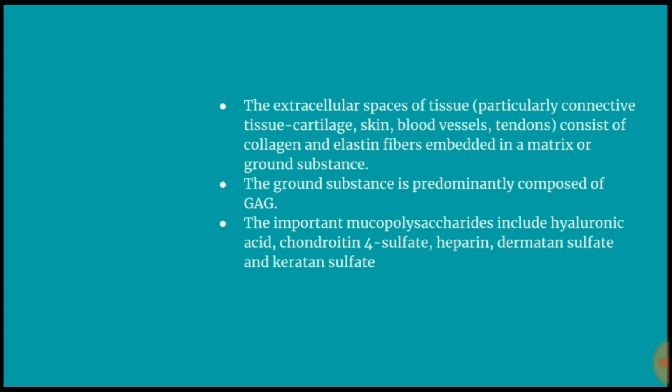So it consists of collagen, elastin fibers and is embedded in the matrix or the ground substance. Matrix or the ground substance is the part of a cytoplasm that is giving a structure and a proper shape to the tissue or a cell. The ground substance is mostly composed of GAG. The cell's ground substance is mostly composed of mucopolysaccharides or glycosamine glycans. So the mucopolysaccharide consists of hyaluronic acid, chondroitin sulfate, heparin, dermatan sulfate and keratan sulfate, which are the different forms of mucopolysaccharides.